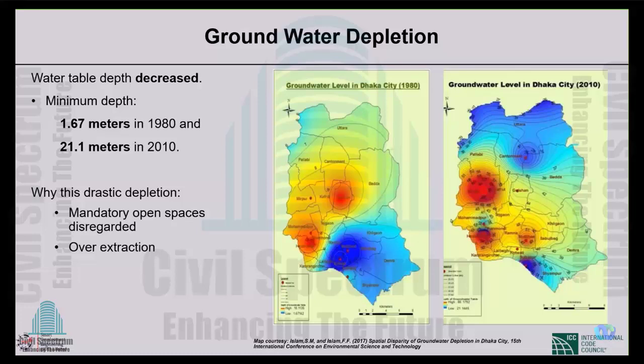I call it, in Dhaka city, we are drinking water which dinosaurs were drinking millions of years before. So that's happening now. What we have to do is very important: we have to give clear coverage, space for recharge. That is important. Otherwise, there will be no recharge. There will be more settlement, more subsidence. Ultimately, we have a problem in Dhaka city.